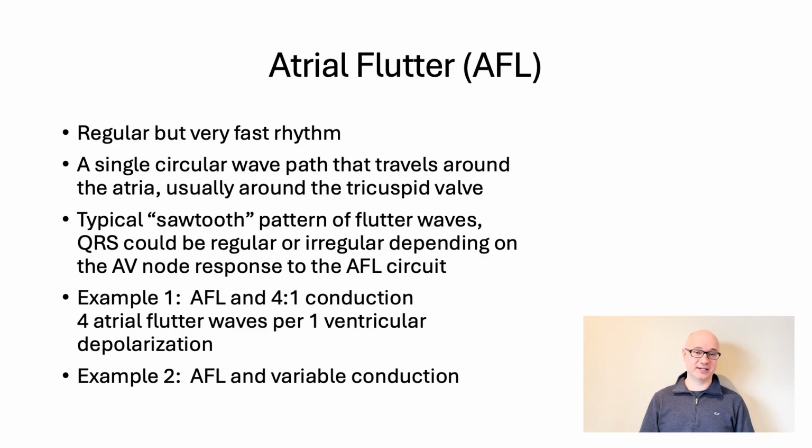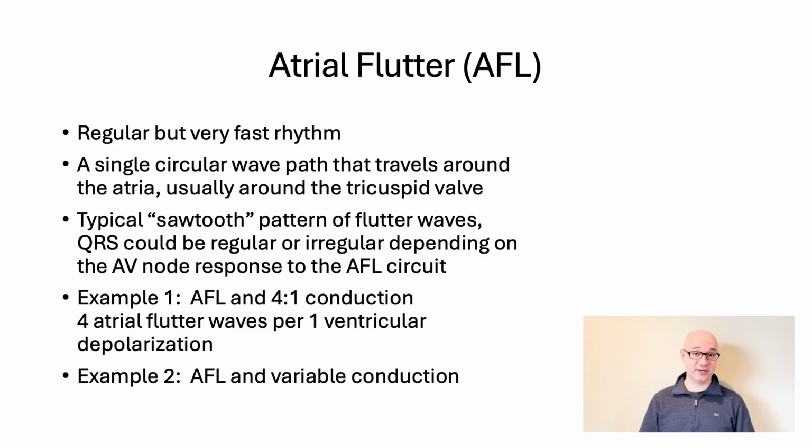And what you see on an EKG with atrial flutter is sawtooth waves, usually pointing down in the inferior leads, which is leads 2, 3, and aVF, and then a terminal positivity of the sawtooth wave in lead V1. And you can have variable conduction to the ventricle.